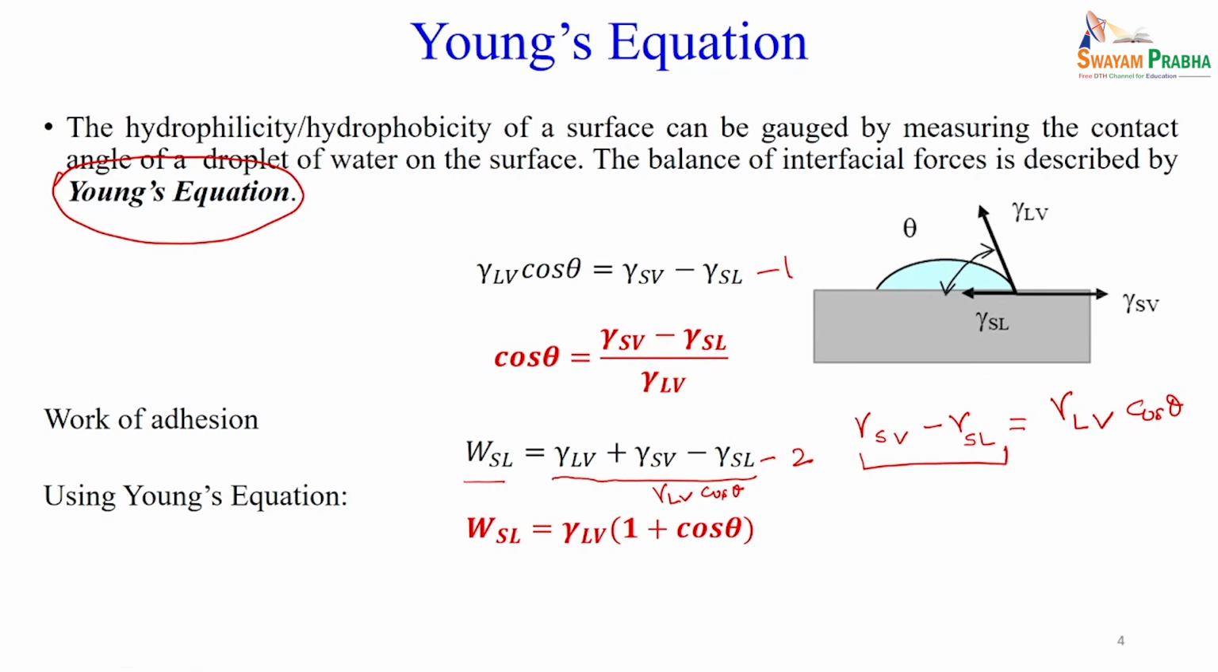So, we can see again that if the contact angle and the liquid surface tension are known, we can calculate the work of adhesion. Or, in either way, if the work of adhesion and the surface tension or surface energy of the liquid are known, we should be able to calculate the contact angle.